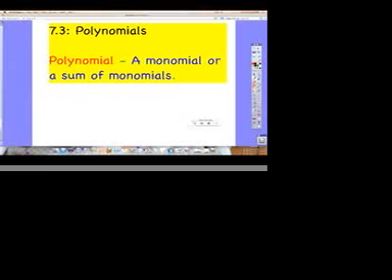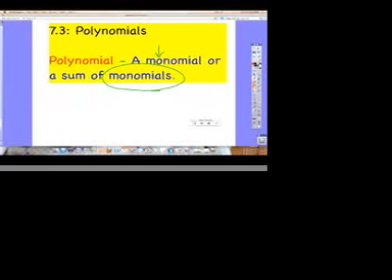Does anybody know what poly stands for? What's that? Good job, guys. Poly means more than one. So, do you guys remember what mono means? One. So poly, there's lots of them. Mono, there's only one of them. Okay, so polynomials, it's just saying there's lots of monomials. Can you handle that?